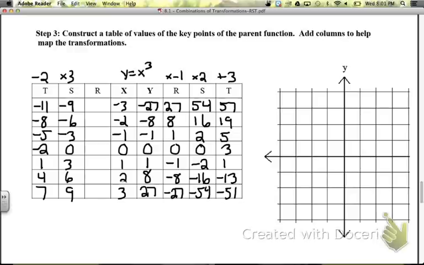So now let's first graph our parent function. It's going to be off the chart a little bit.